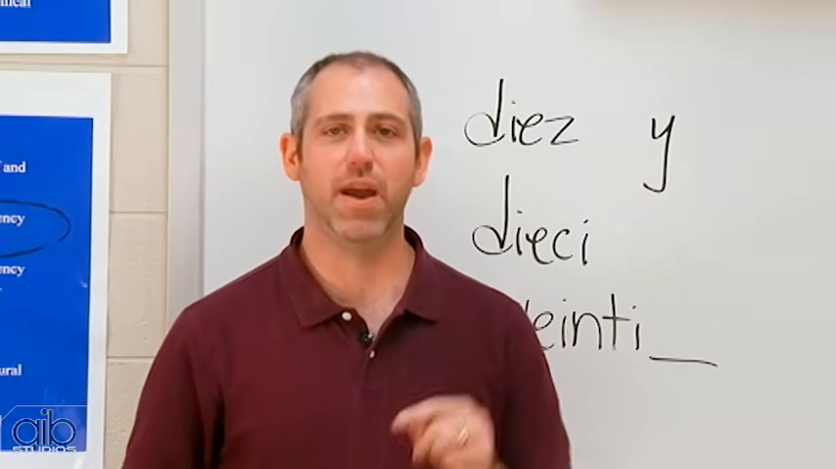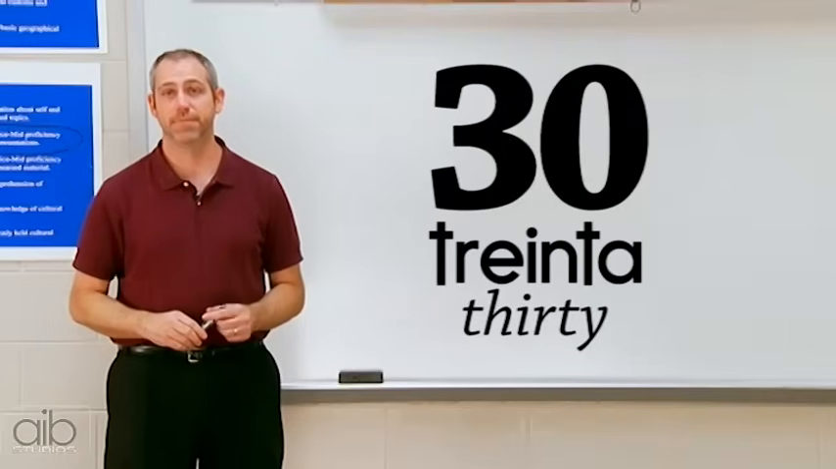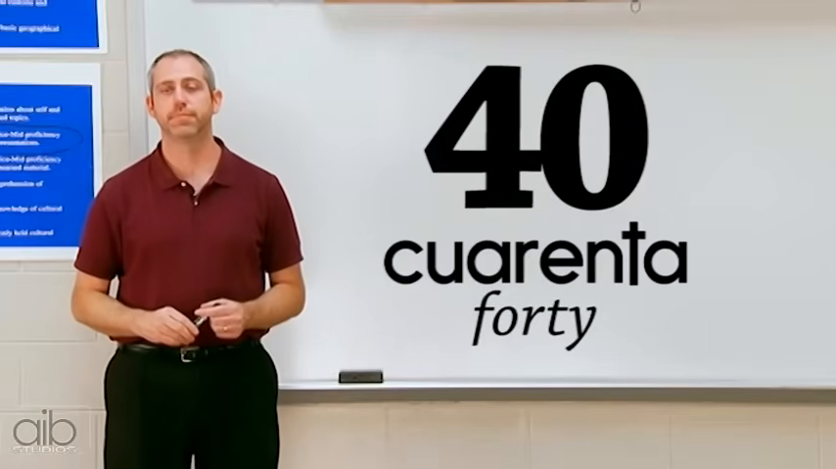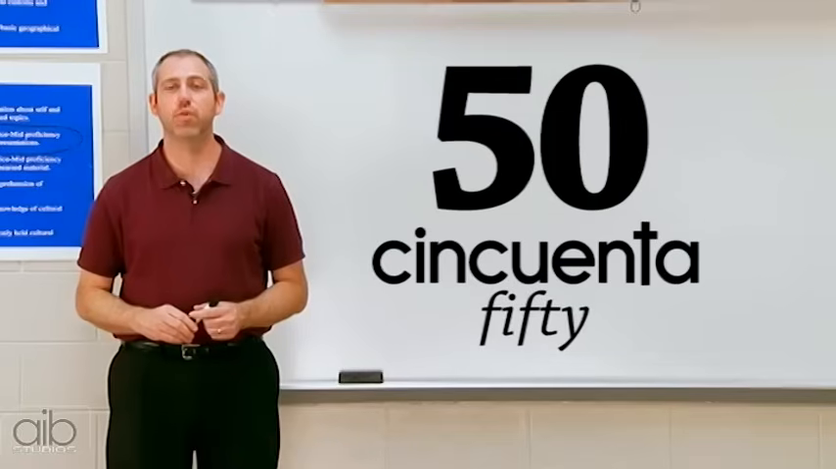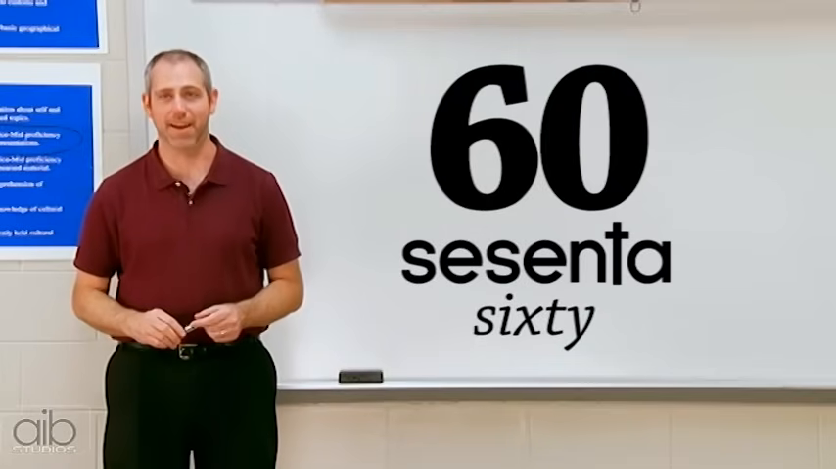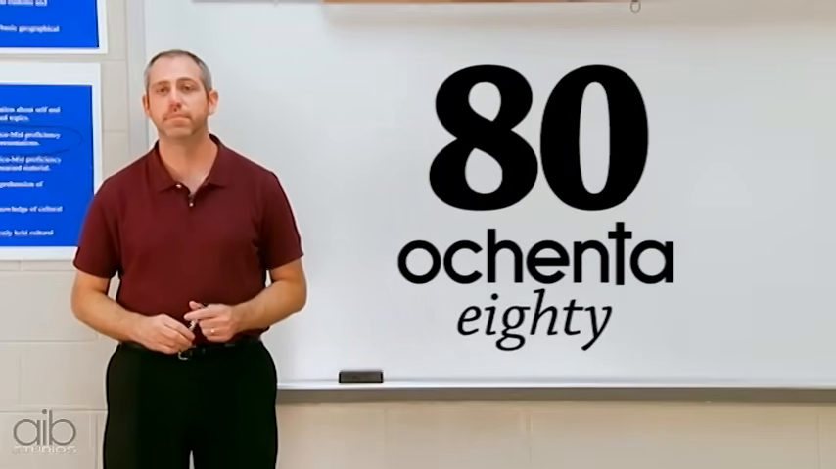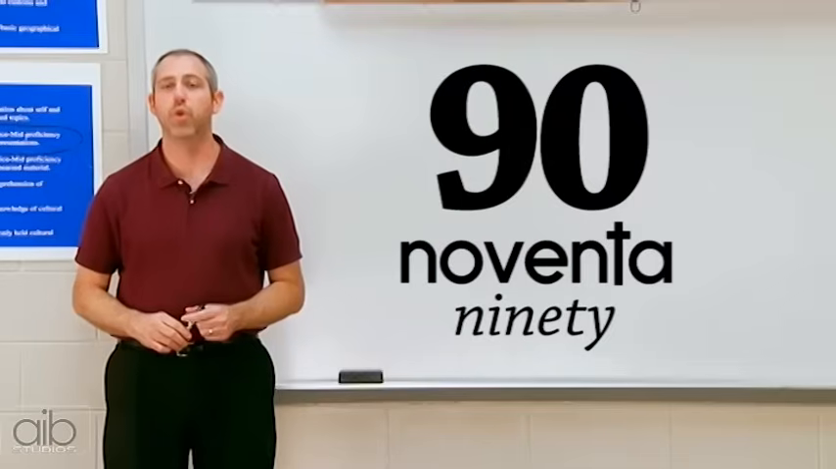So now let's go ahead and put the tens numbers up. Let's start with 30. 30 in Spanish is 30. 40 is 40. 50, 50. 60, 60. 70 is just like 60, but we changed that middle S to a T. Say 70. And 80 is 80. And 90, 90.